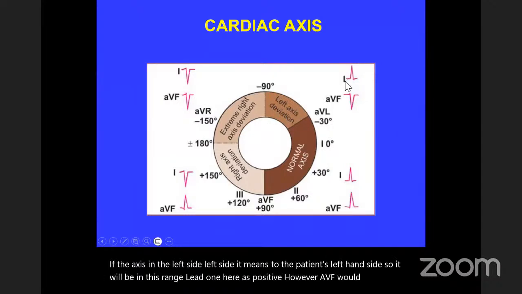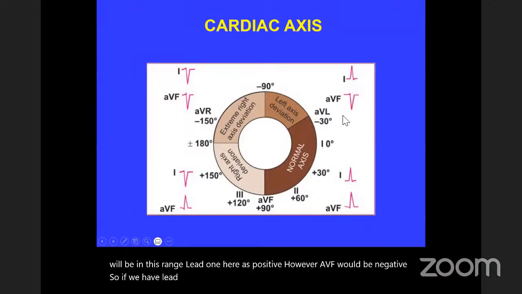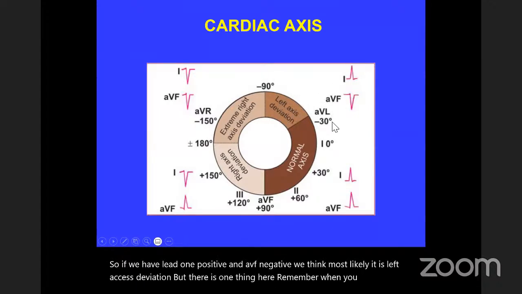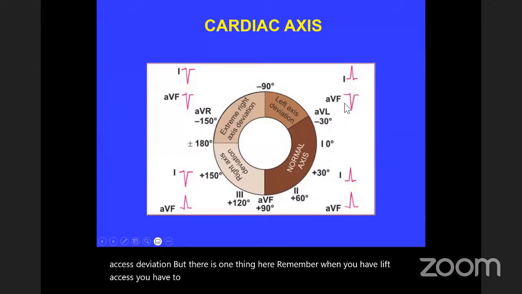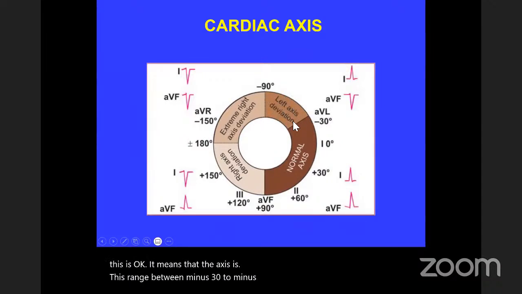So if we have lead 1 positive and aVF negative, we think most likely it is left axis deviation. But there is one thing here. Remember, when you have left axis, you have to confirm it by looking at lead 2. If lead 2 is negative, this is okay. It means that the axis is in this range between -30 to -90, left axis deviation.